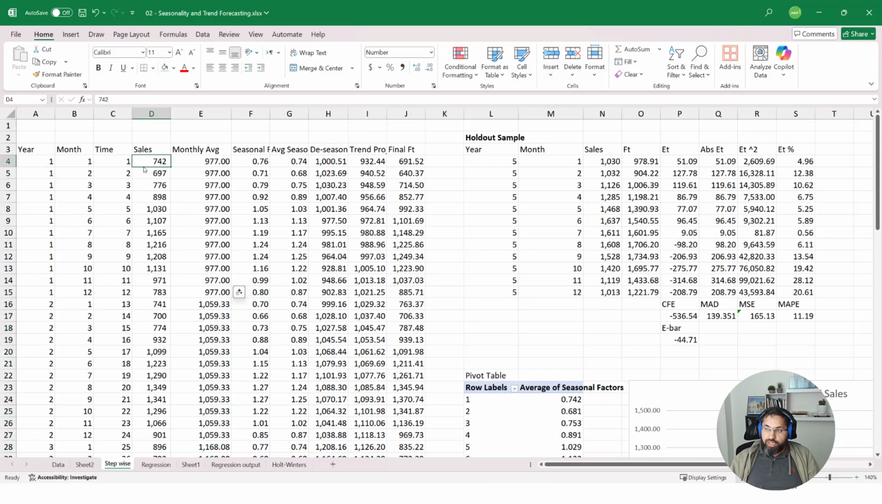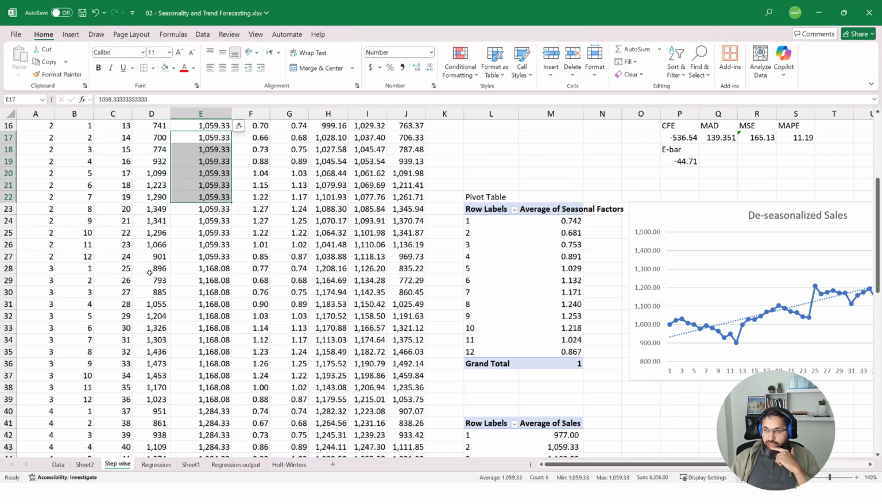So for each observation, we need the value of the average monthly sales for that particular year. All 12 values for year one will get the average monthly sales of 977. All values for year two will get the average monthly sales of 1059. And for year three, we can select the 12 values of the sales, and the average is 1168, so they get 1168, and so on.